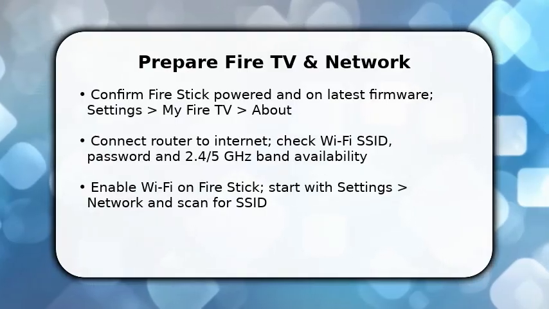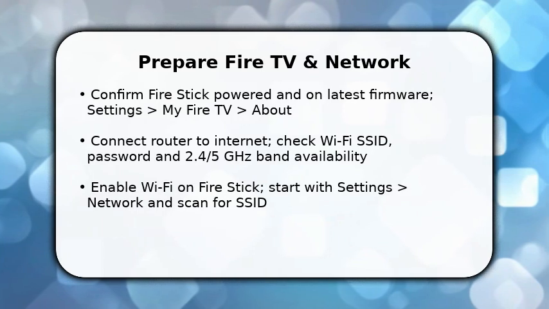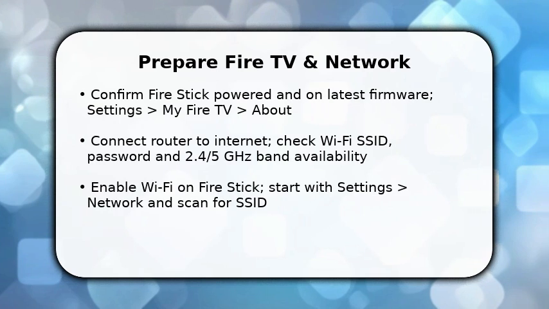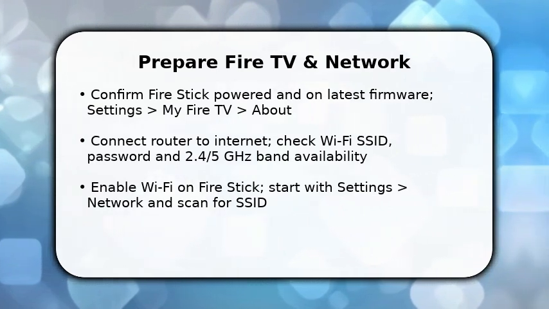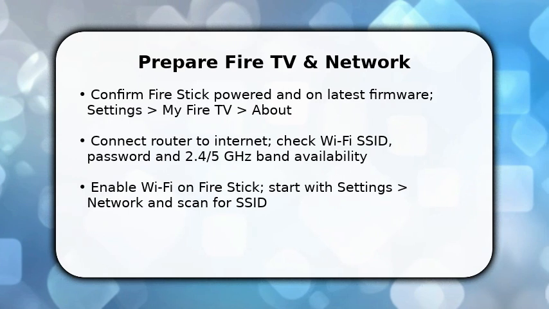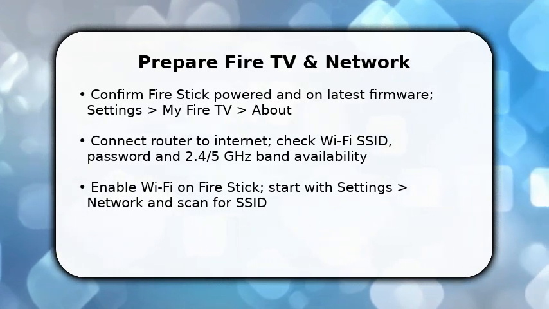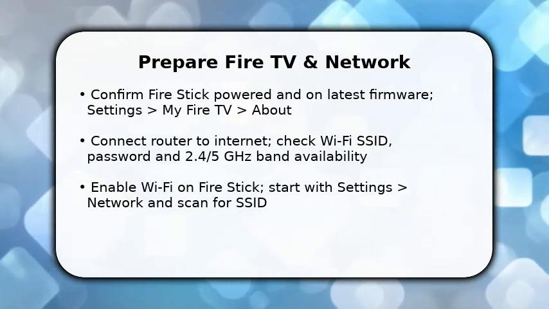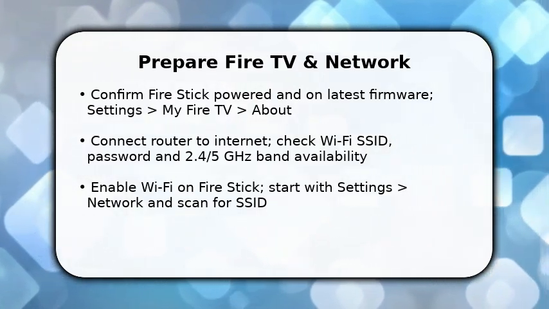You start by making the Fire Stick ready and the network stable. First, update the device so apps can run correctly. Check Settings, My Fire TV, About and install updates. Once updated, make sure your router is broadcasting a compatible band too. 2.4 GHz for range, 5 GHz for speed, and know the SSID and password.